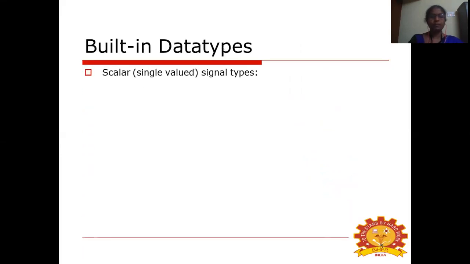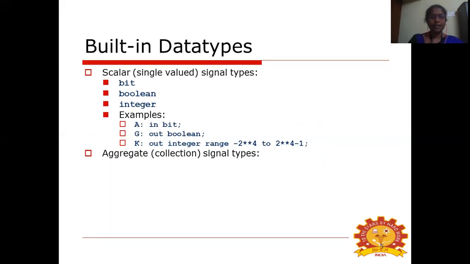Built-in data types. These are scalar, single-valued signal types. It may be bit, Boolean, or integer. The representation used for the signal: A is an input signal with data type bit. G is an output signal with data type Boolean. K is an output signal with data type integer.